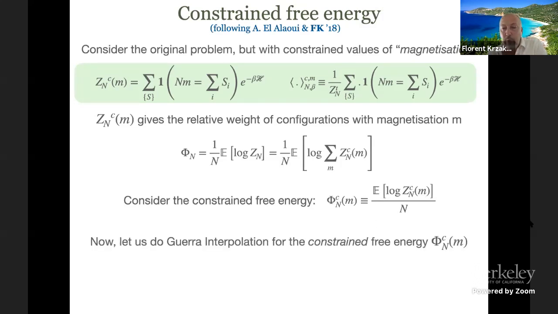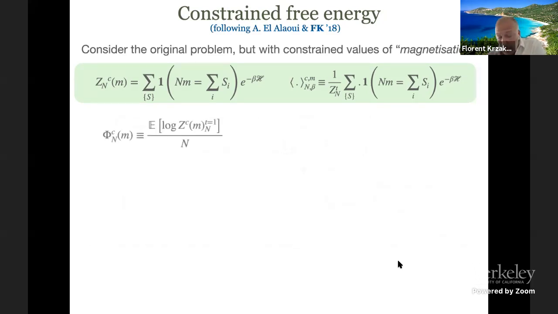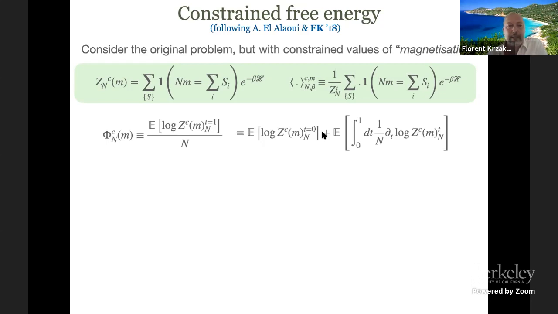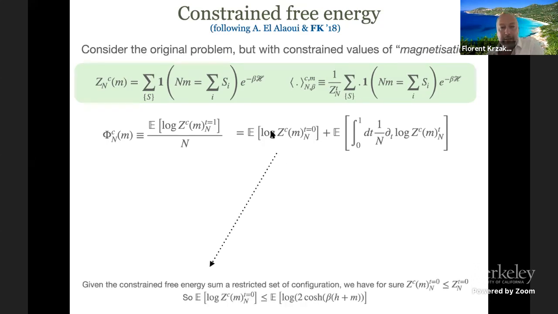All right, and now we are going to do the Guerra interpolation for this object, the constraint free energy. It's totally easy to do because these are the exact same computations that we did, except that you have an indicator function. So the constraint free energy is the one at t equal 1. It's equal to the one at t equals 0 plus the integral of the derivative. It's just that now we have these constraints here. Now the first part, this one, well, the first thing you could remark is that obviously the constraint sum is smaller than the total sum.